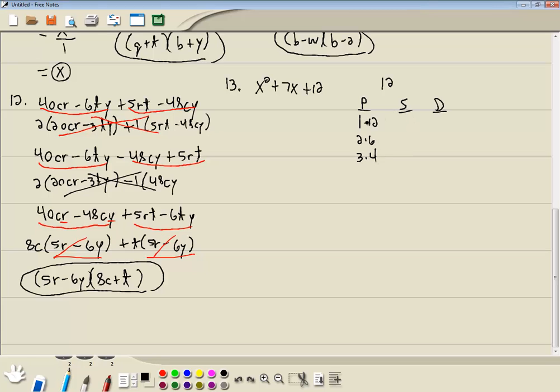And the S column, we want to add those together. 1 plus 12 is 13, 2 plus 6 is 8, 3 plus 4 is 7. And the difference column, we want to subtract, smaller from larger. 12 minus 1 is 11, 6 minus 2 is 4, 4 minus 3 is 1. The number we're looking for is the number in our middle term, which is 7, which is right here, which means we use 3 and 4.